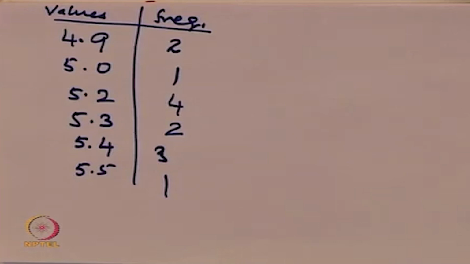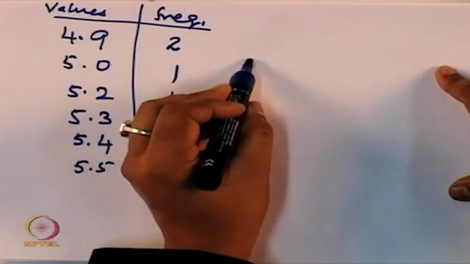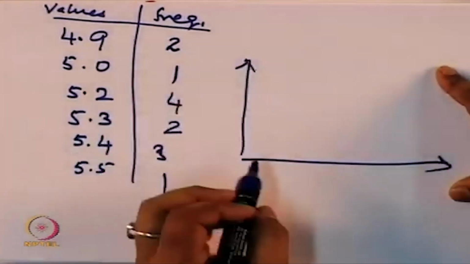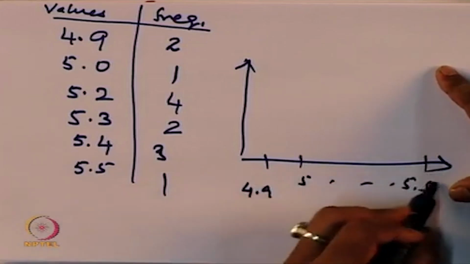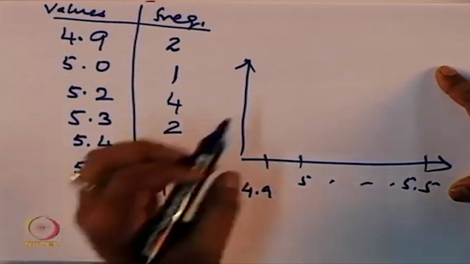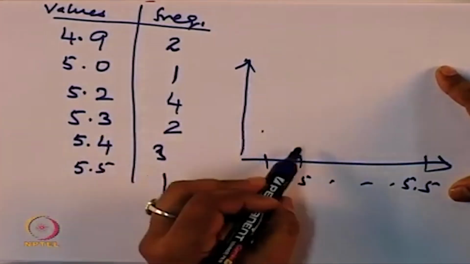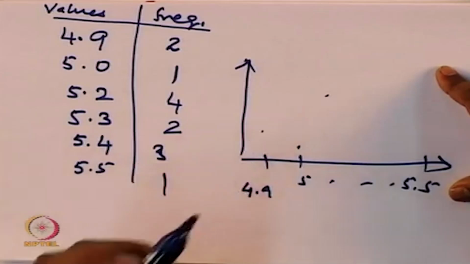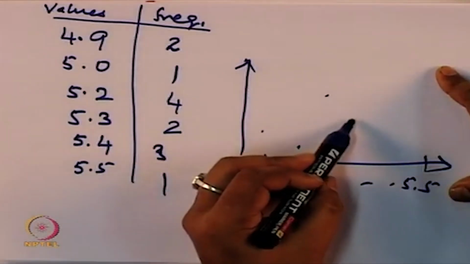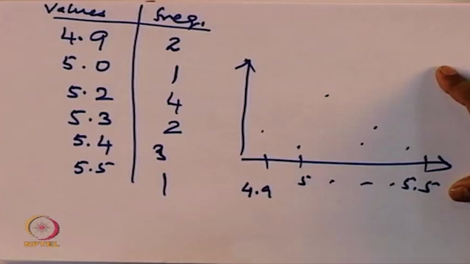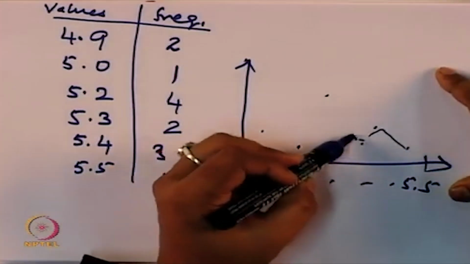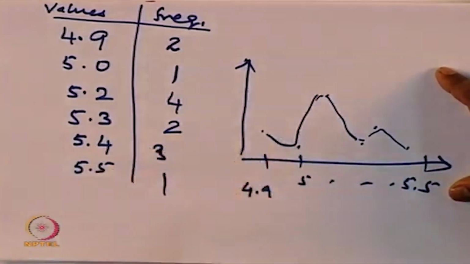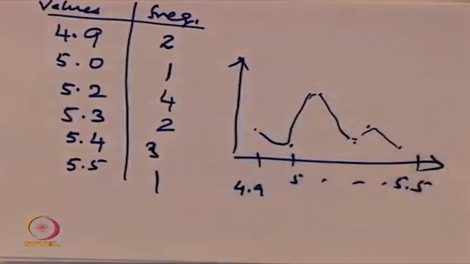So, the very fact that I have converted it into a frequency plot would mean that eventually you would plot this data as a histogram. So, these are your individual values 4.9, 5, so on and so forth. This is your 5.5 value, and what I can see is 2, 1, then I have a maximum of 4, then I have 2, 3, 1. So, if I were to connect these data, my curve would look something like this. So, the histogram looks something like this.